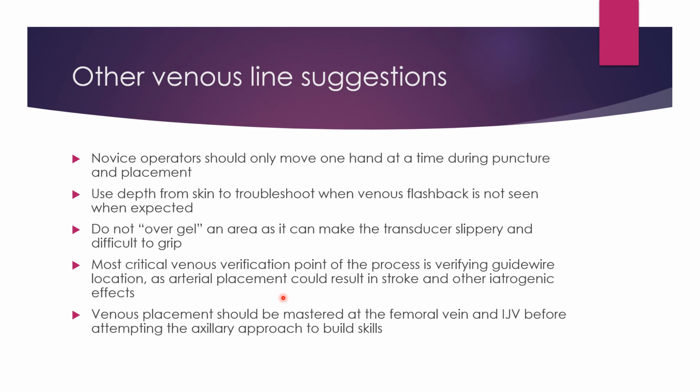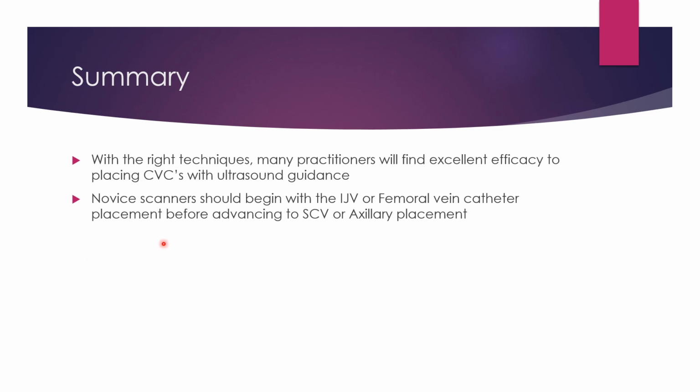And then finally, venous placement should really be mastered utilizing those big veins like the jugular or the femoral before you go to attempt the smaller veins like the axillary or the more difficult veins because of their location like the subclavian. So hopefully with the right techniques, many practitioners will find excellent efficiency to placing central venous catheters with ultrasound guidance. Novice scanners should begin with the easy ones, which are going to be the internal jugular as well as femoral, where as you get more advanced, then you may want to try your hand at the subclavian vein or the axillary vein placement.